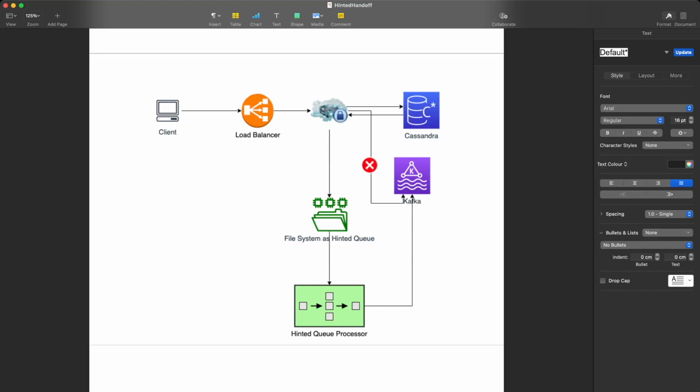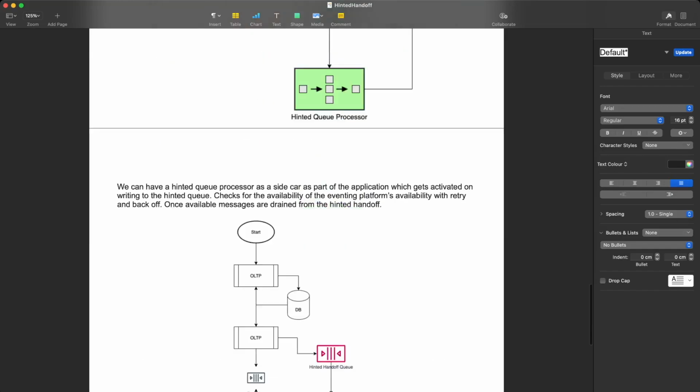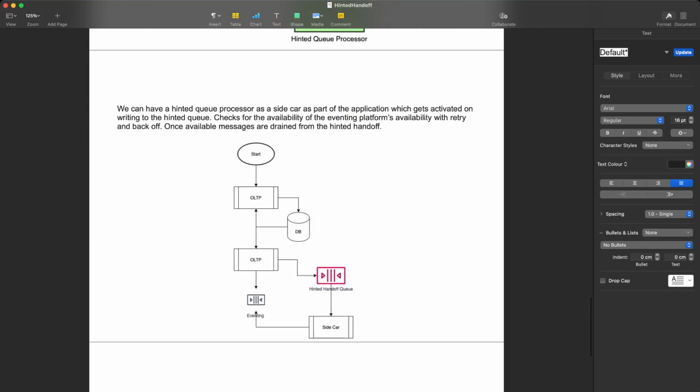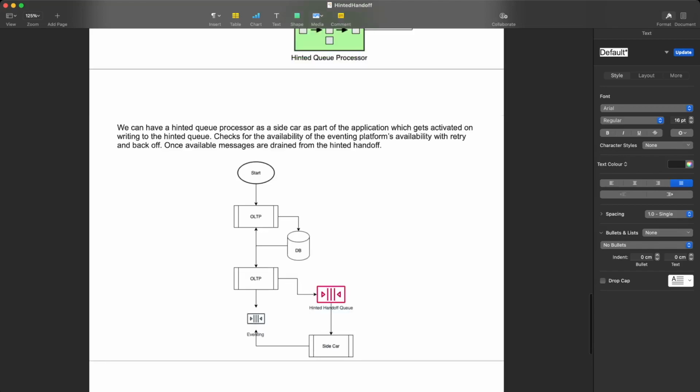Let's look into the flowchart as well, how this goes. This is the high level architecture we have talked about. Let's look into the actual flow also with the flowchart which I have come up with. We have a hinted queue processor as a sidecar.